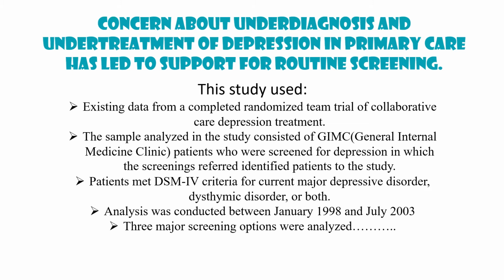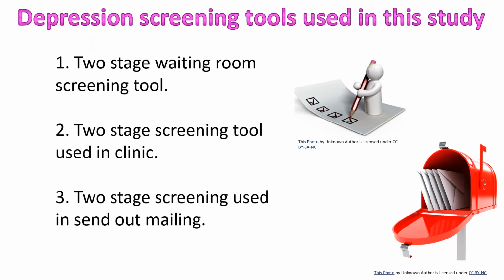In this study, they used 3 major screening options that were analyzed. The first is a 2-stage waiting room screening tool. This is when a patient is handed a depression screening tool, fills it out in the waiting room, and hands it back to the receptionist. From there, it gets analyzed, and if they screen positive, someone will reach out to them.